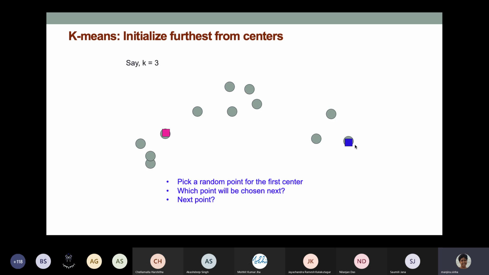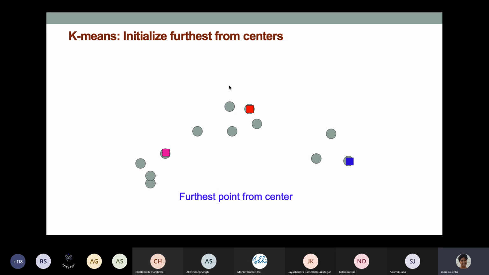For the third, it needs to be farthest from any of these 2, or either of these 2. So it will be my third cluster center. But what are the concerns or issues with this approach?